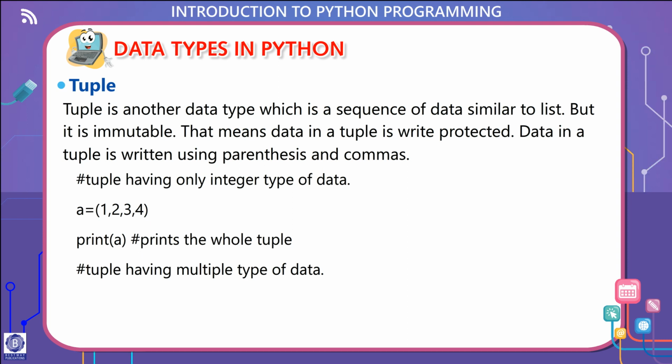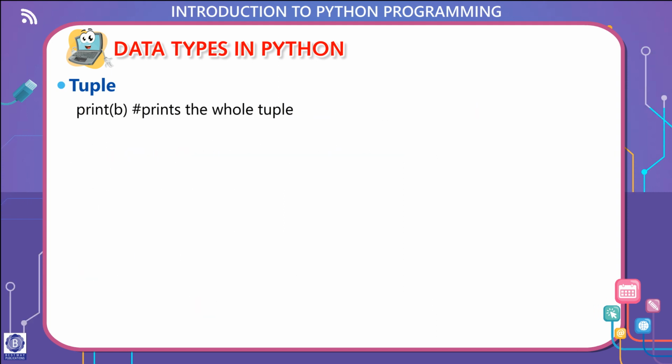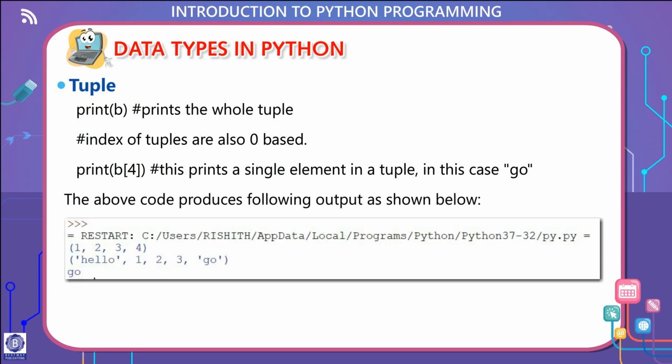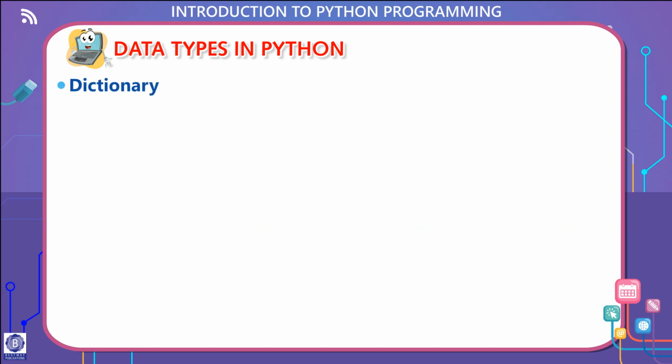# Tuple having multiple types of data: b = ("hello", 1, 2, 3, "go"), print(b). # Prints the whole tuple. # Index of tuples are also 0 based: print(b[4]). # This prints a single element in a tuple, in this case "go". The above code produces the following output as shown below.